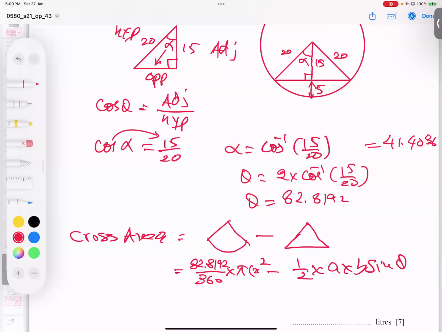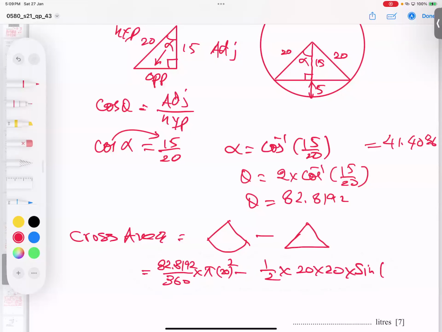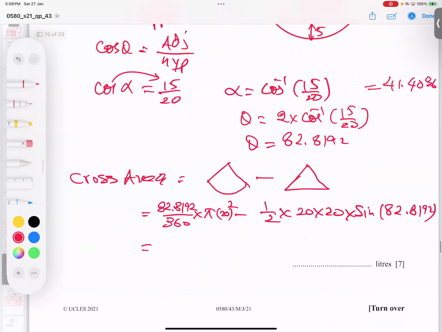So I'm writing here 20 to the power 2. Same here for the triangle, A is 20, B is 20, both are radius, 20 times sine. And the middle angle is very clear, and I am writing here 82.8192. I'm using this lengthy answer just for accuracy. Hold on, students, let me type it. This is the angle, I got it. So wait a minute, please. 82.8192 divided by 360 times pi times 20 squared.